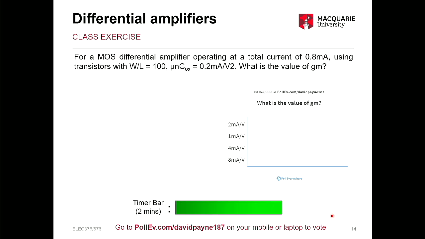Okay, so a question for you guys. With a MOS differential amplifier operating at a total current of 0.8 milliamps, you've got some transistor characteristics here. What's the value of GM? So 2 minutes, if you go online and vote.